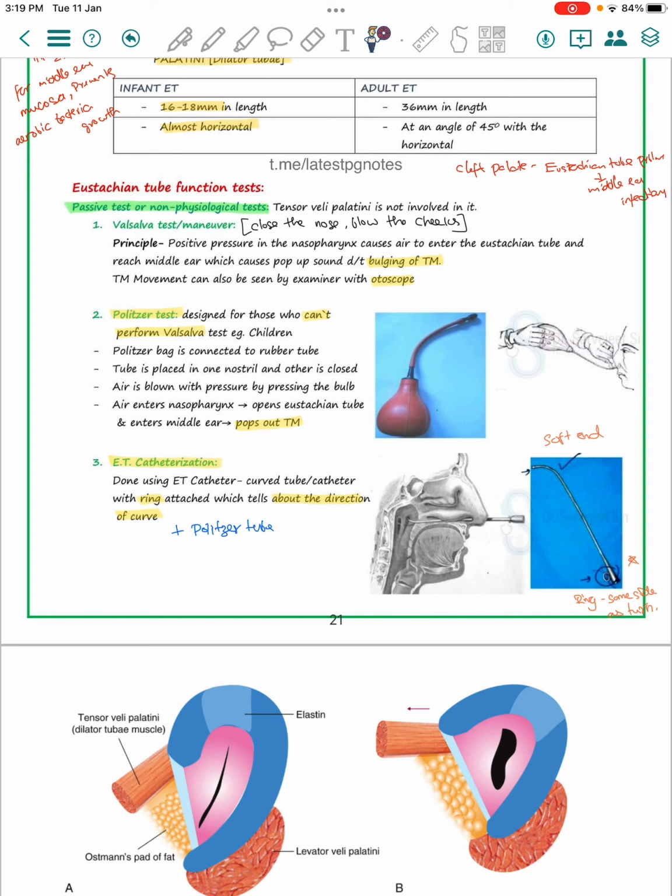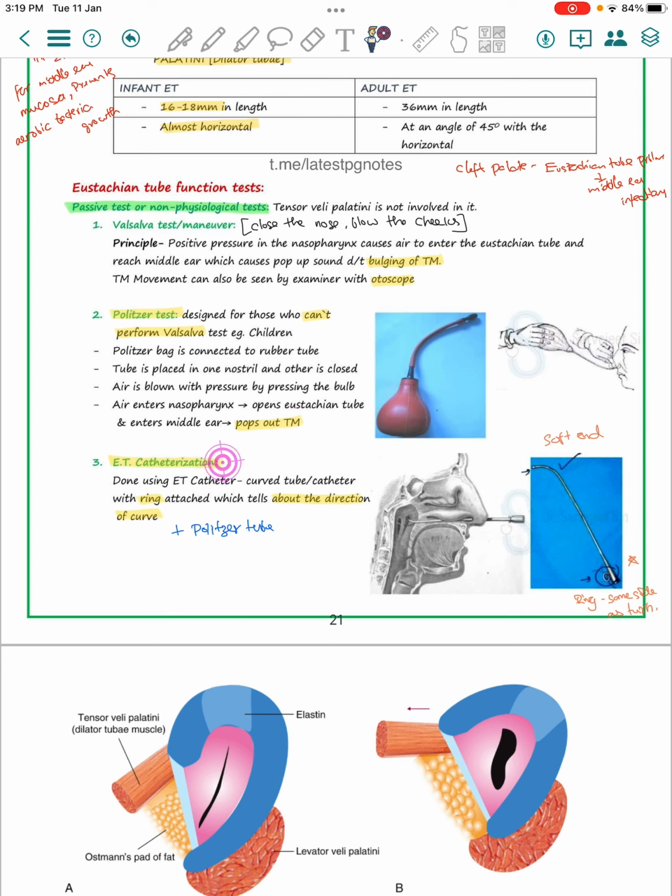Next is the Politzer test. It's applied for children who can't perform the Valsalva test. Not only children, it can be performed for anyone who can't perform Valsalva. This Politzer bag is connected to a rubber tube, and it is placed on one nostril and the other nostril is closed. Air is blown with some pressure. Air enters the nasopharynx and creates positive pressure. It opens the Eustachian tube, enters the middle ear and pops out the tympanic membrane, which can be heard with auscultation.